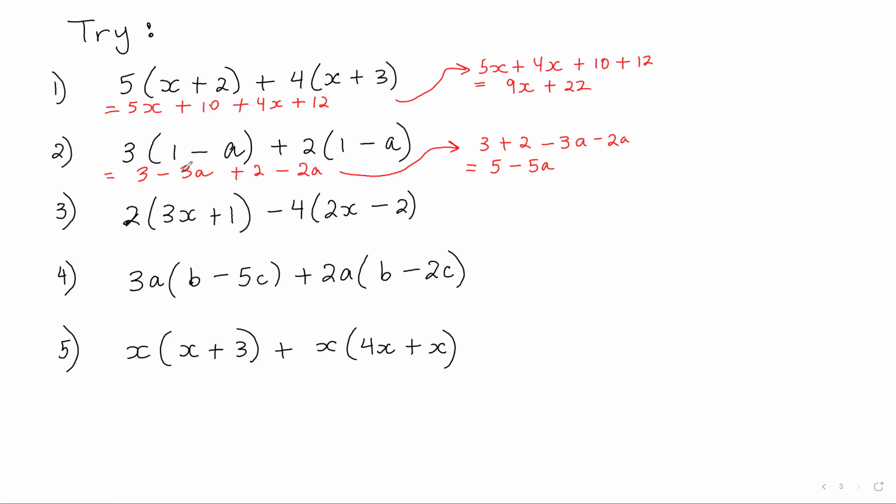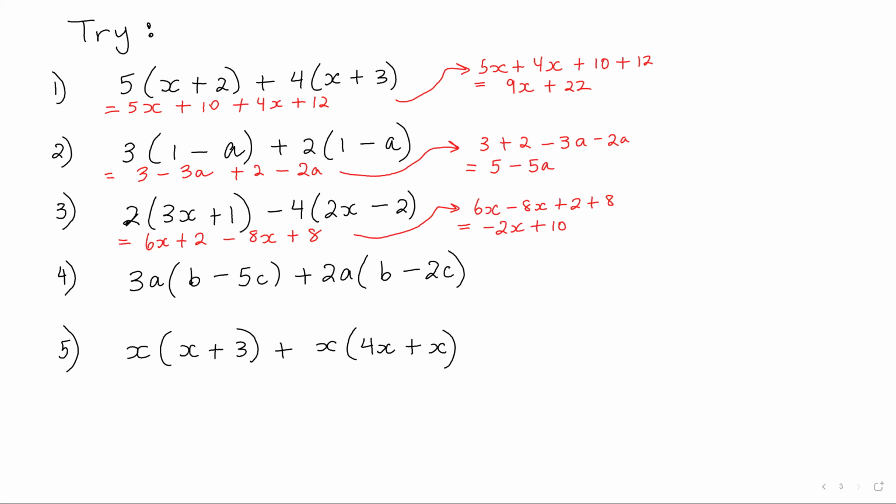Number 3, first pair of brackets, 2 times 3x, which is 6x, and 2 times 1 is 2. Minus 4 by 2x will be minus 8x, and minus 4 by minus 2 is plus 8. So then grouping my like terms, I would have 6x minus 8x plus 2 plus 8. So that gives me 6x minus 8x is negative 2x, and 2 plus 8 is 10.